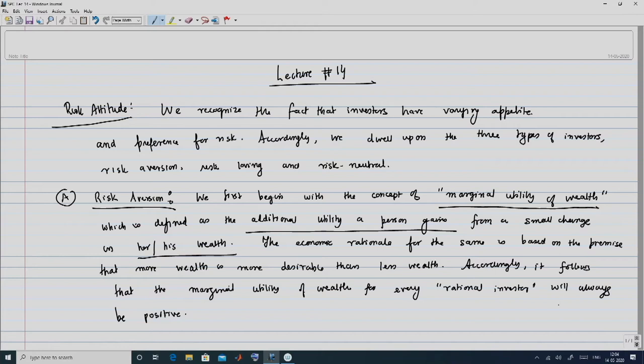So, that means given a certain wealth level, say W1, the corresponding utility is going to be U of W1. So, if the wealth increases to W2, then the utility obviously will change to U of W2, and then essentially the additional utility, that means the difference between U of W2 minus U of W1 as a result of the wealth level changing from W1 to W2, this is the basis of the concept of marginal utility of wealth. And accordingly, because of the obvious attitude of any investor that more wealth means they essentially get an additional utility, the marginal utility of any rational investor will always end up being positive.